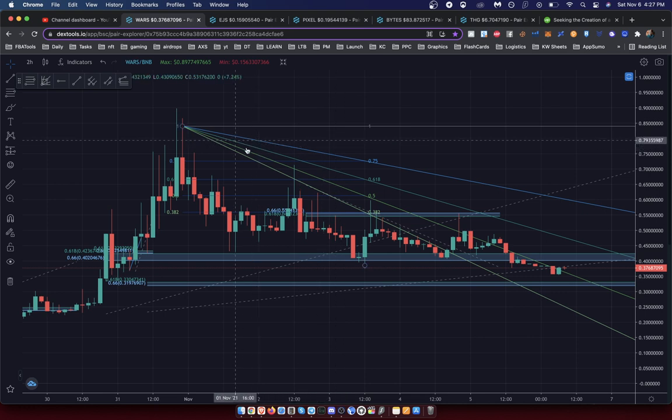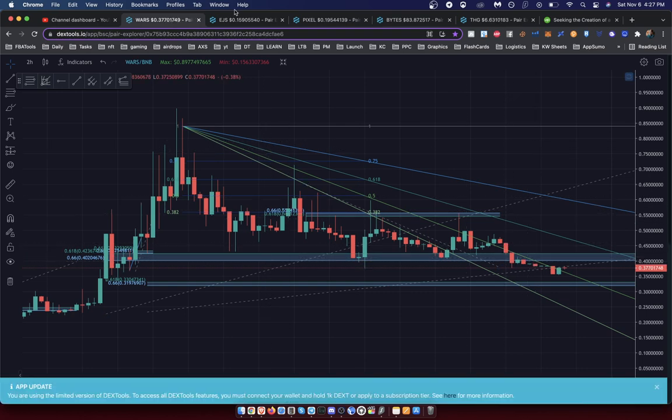So this is Wars. It's something I feel has consolidated for some time. Yes, it could drop lower, but it's safe to dollar cost average in. This is not financial advice. This is just for entertainment and price understanding purposes only.